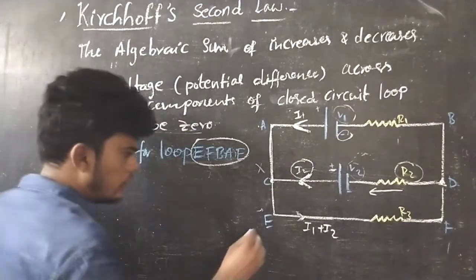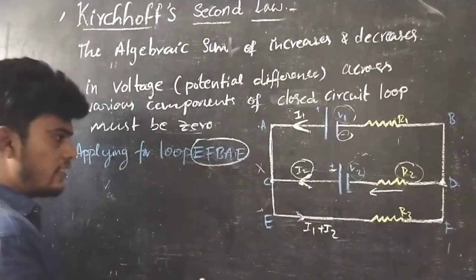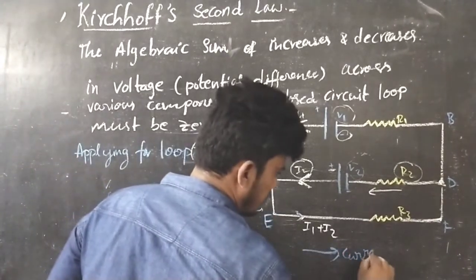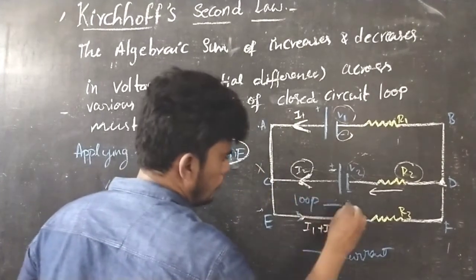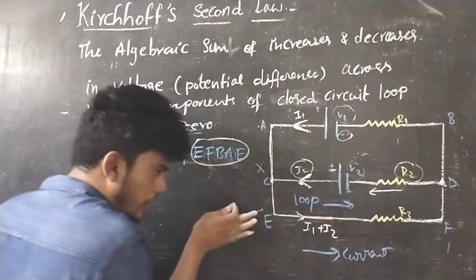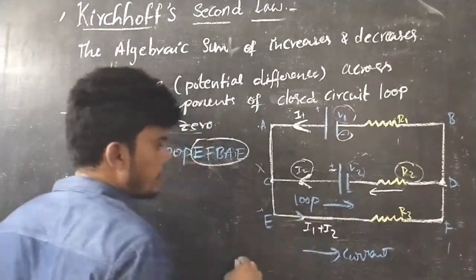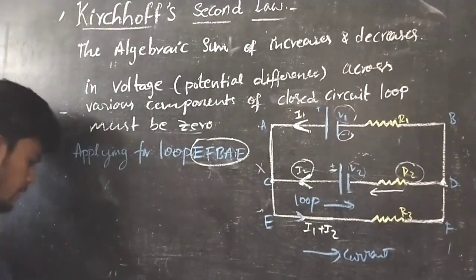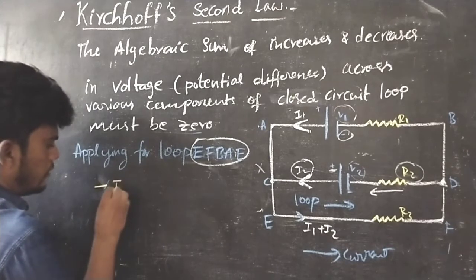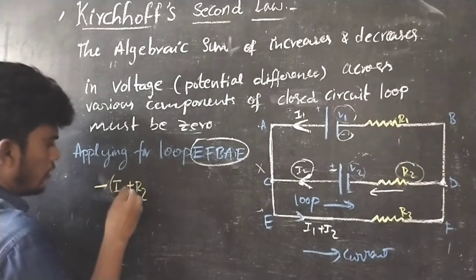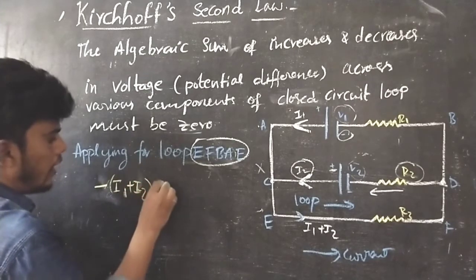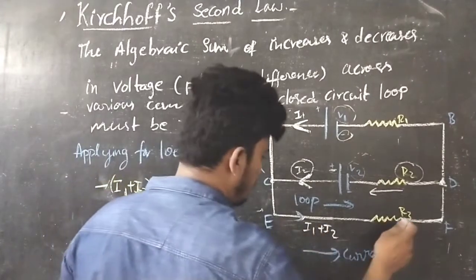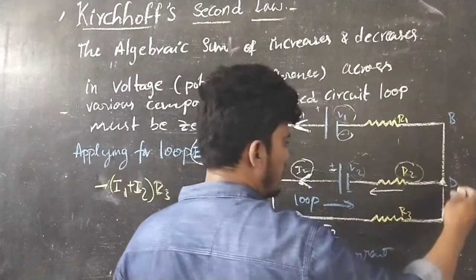From this, look at here, I am starting from this point. As in the previous, the current direction and loop direction are same. I am going in this way, so the loop direction is in this way, as well as the current also in this way. So both are same in direction, then we will take it as negative value. So minus (I1 plus I2) into R3. Are you clear? There are no components from F to B.